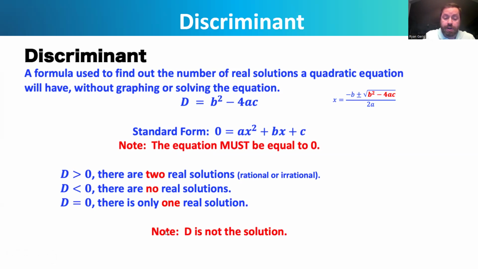And if the discriminant is exactly 0, there's only one real solution. Now, one thing I want you to note, the number that you get is not the solution. A lot of people get that confused. They plug a number in and they think, oh, there's my answer. It's not the case. Okay. It's telling me the number of real solutions. So you're either going to have 2, none, or 1. That's it. That's all you can get from the discriminant.